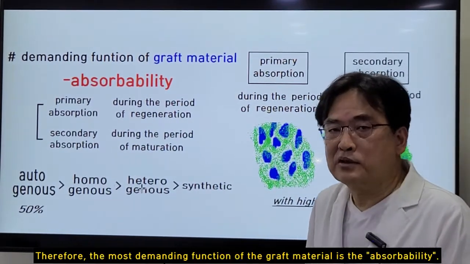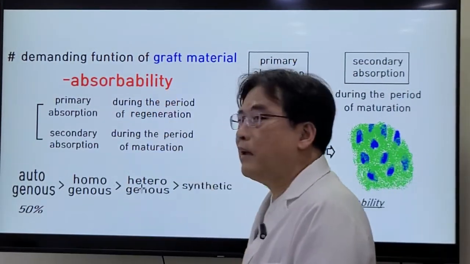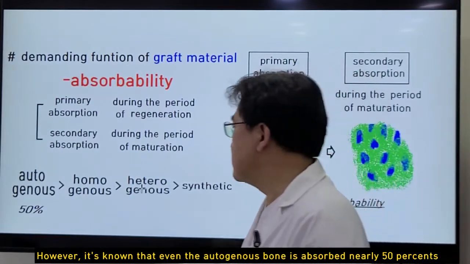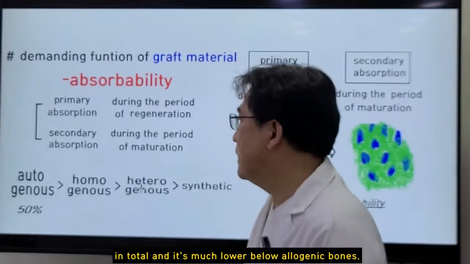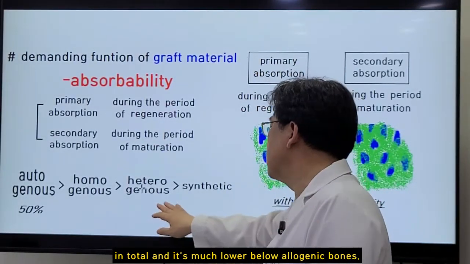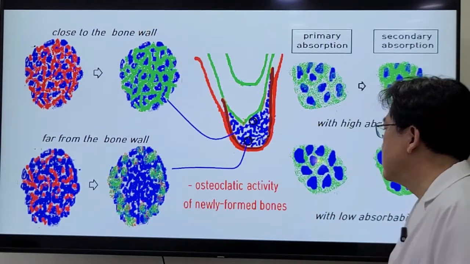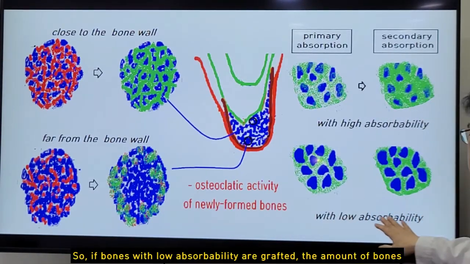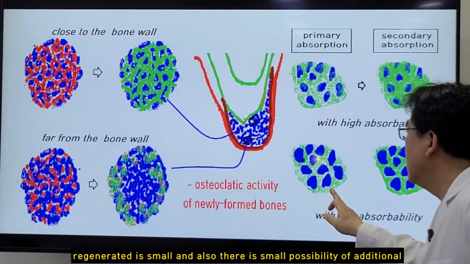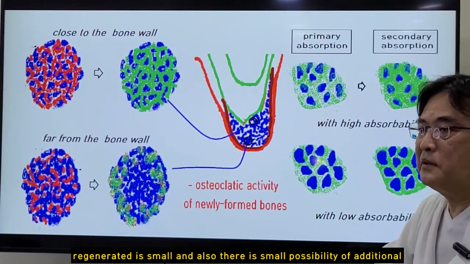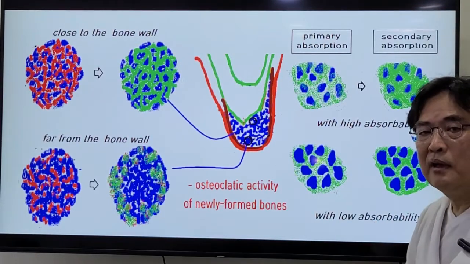Therefore, the most demanding function of grafted material is absorbability. However, it's known that even autogenous bone is absorbed nearly 50% in total, and it's much lower below allogenic bones. So, if bones with low absorbability are grafted, the amount of bone regenerated is small, and there is also a small possibility of additional bone regeneration during the period of bone maturation.